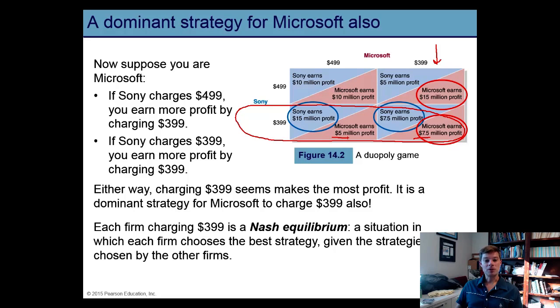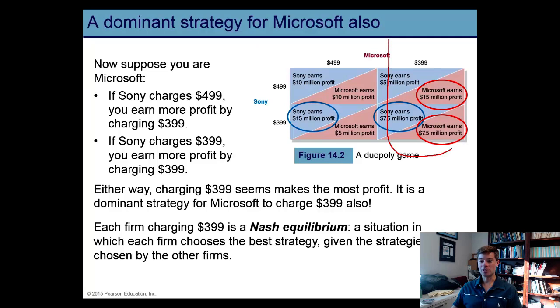Microsoft and Sony must pick their prices at the same time. This means Microsoft doesn't know which price Sony's going to charge when Microsoft has to pick a price. But Microsoft actually doesn't need to know which price Sony is going to charge because Microsoft is better off picking the low price regardless of what Sony does.